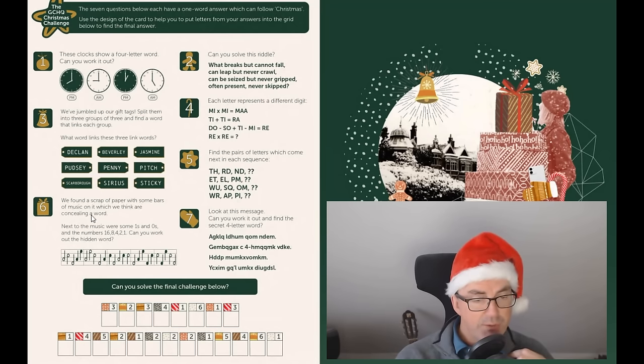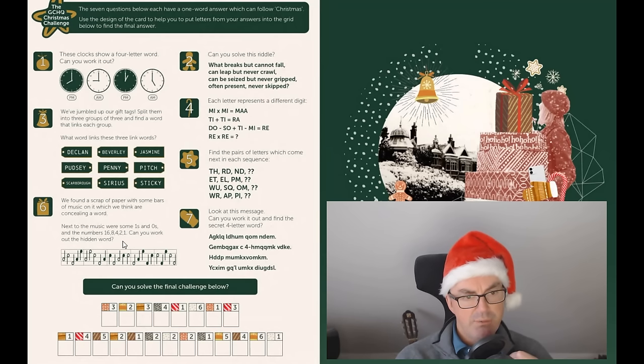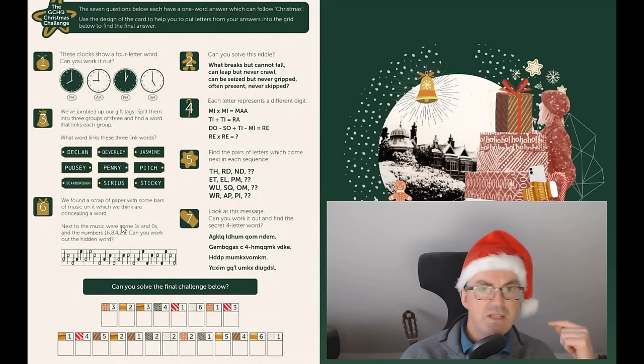Six. We found a scrap of paper with some bars of music on it, which we think are concealing a word. Next to the music were some ones and zeros, so binary, and the numbers 168421, which are... can you work out the hidden word? I can't really see this very well.